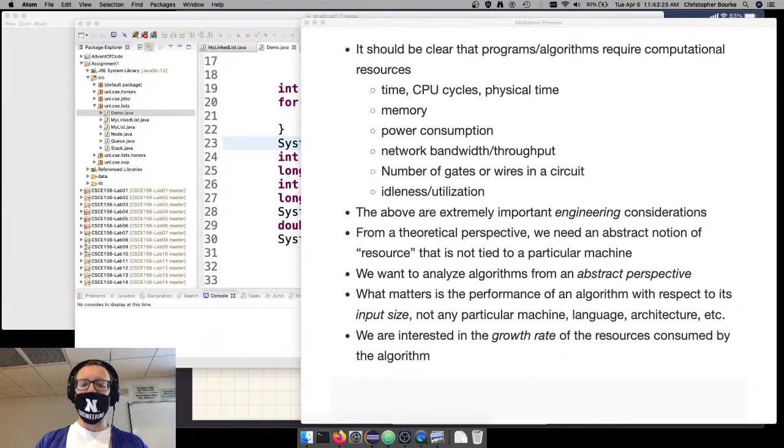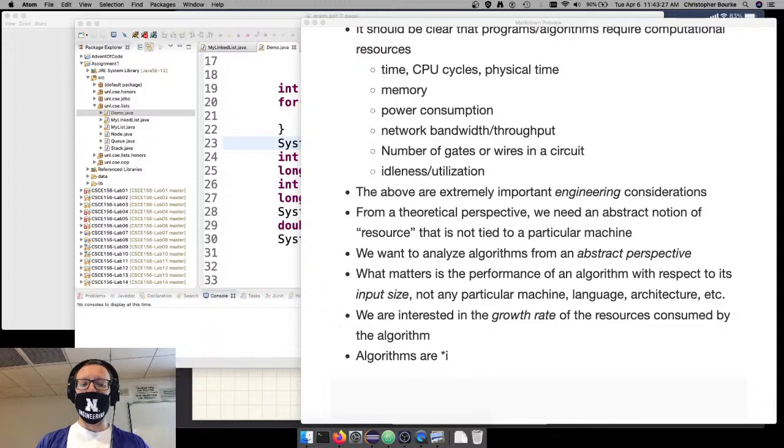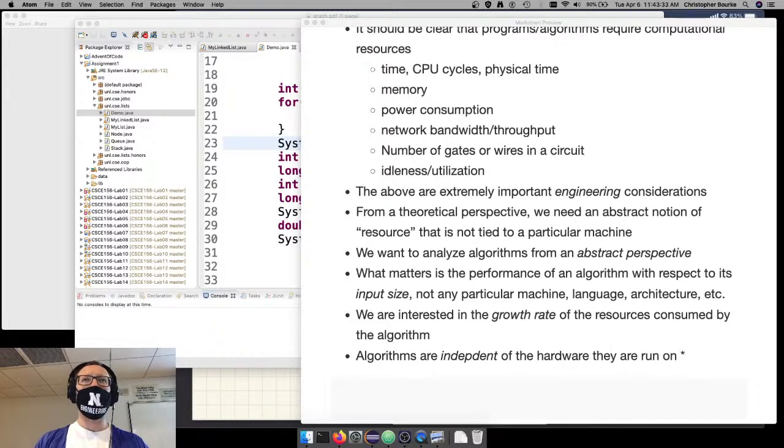Algorithms are independent of the hardware they are run on. Think about this from a historical perspective. Euclid's GCD algorithm is over 2,300 years old. GCD, greatest common divisor. So the greatest common divisor is, you divide one by the other until you get down to a common divisor, and then it's the greatest common divisor.